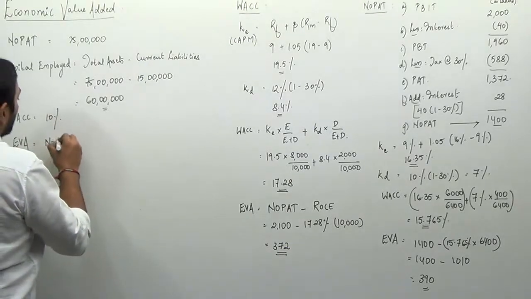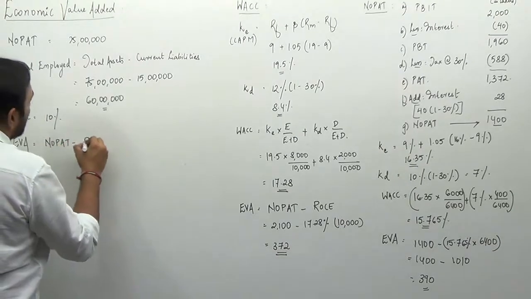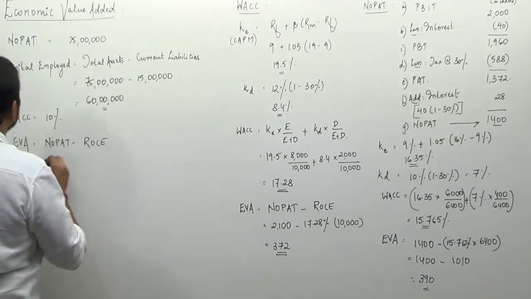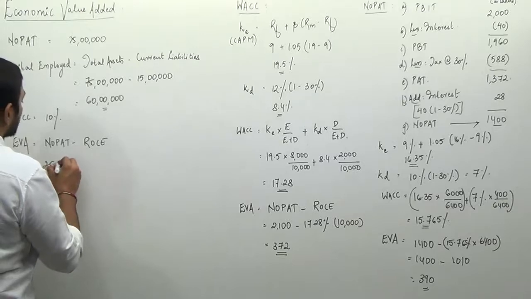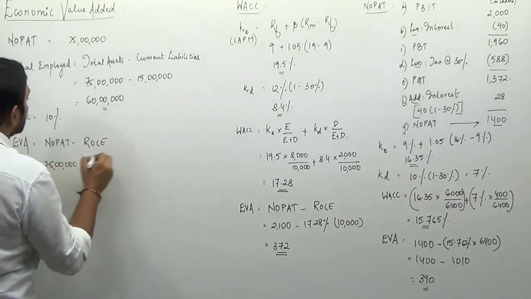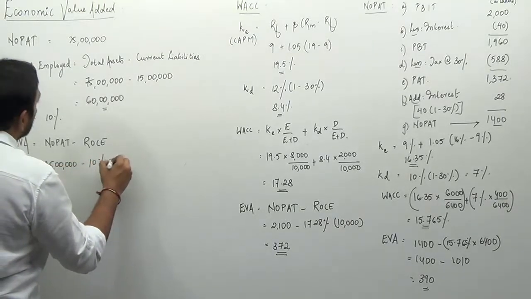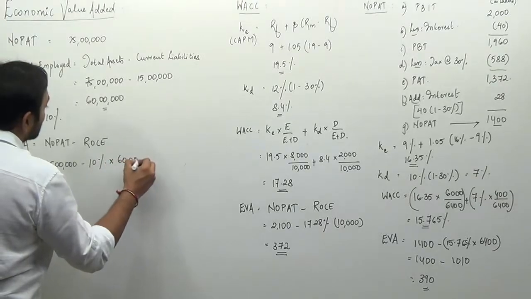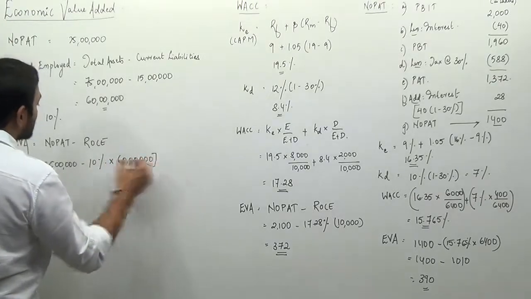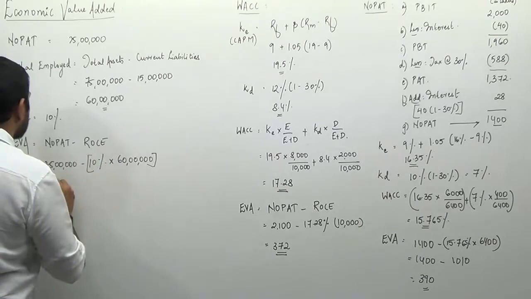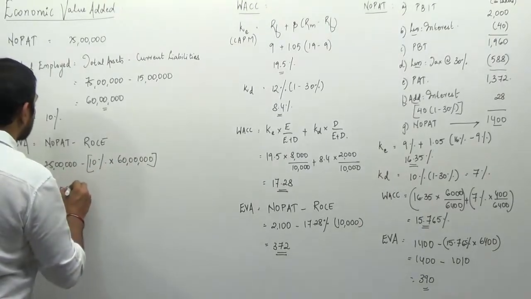EVA is NOPAT minus return on capital employed. NOPAT is given to us as 25 lakhs, minus return on capital employed, 10% of capital employed being 60 lakhs, that is 6 lakhs. 25 lakhs minus 6 lakhs is 19 lakhs.